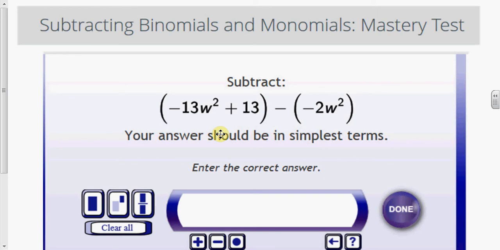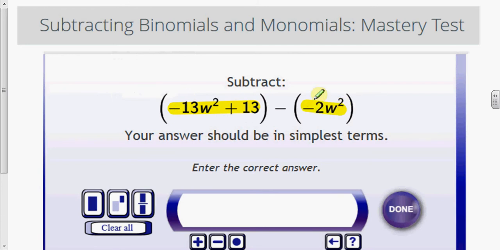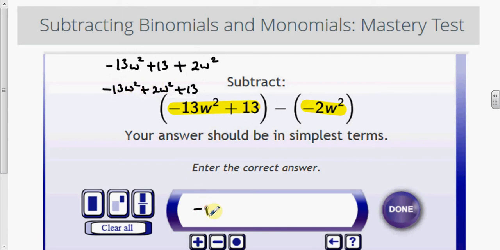Subtracting binomials and monomials. So here is a binomial because it has two terms, and then this is a monomial. Well, we're going to rewrite this. This is negative 13w squared plus 13. This is minus a minus, that becomes plus 2w squared. We get the like terms together: negative 13w squared plus 2w squared plus 13. So here we can combine the like terms, the w squareds, negative 13 plus 2, that becomes negative 11w squared, then plus 13.